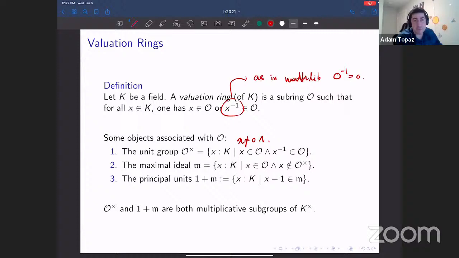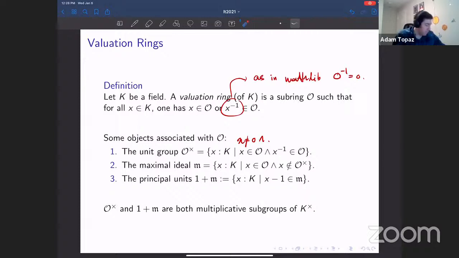So the unit group is the set of non-zero elements of the field where both X and its inverse are contained in the ring. The maximal ideal, of course, is the unique one. It turns out that valuation rings are local rings, and the maximal ideal is the unique maximal ideal. Explicitly, you can describe it as the elements of the field which are contained in the ring but whose inverse is not contained in the ring. This is just saying that it's the complement of the units in the ring. And then the principal units is just the additive coset of this maximal ideal with respect to one. Another way to describe it is as the set of elements X in K such that X minus one is contained in the maximal ideal.